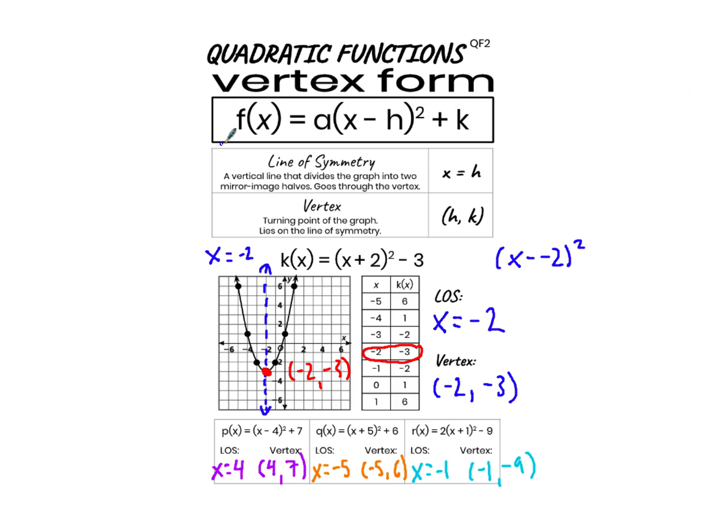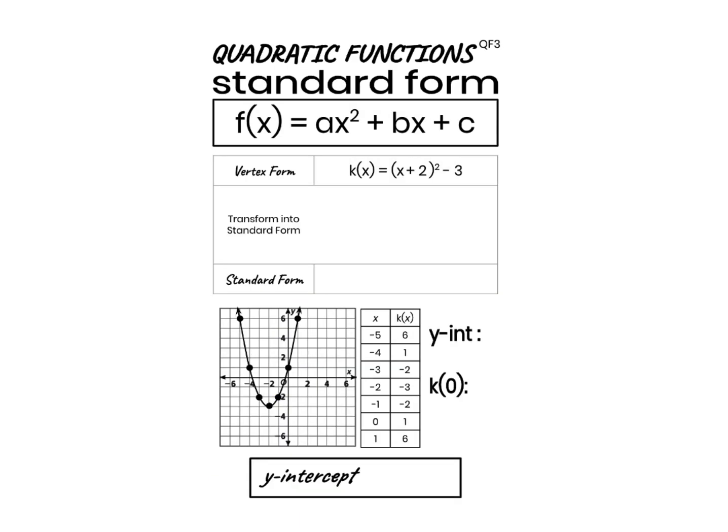Vertex form looks like this, where the vertex is given within the function. And now we're looking at a second form, standard form. Standard form is written as f of x equals a times x squared plus bx plus c. Just like we could transform between various forms in our study of linear functions, we can transform from vertex form into standard form. And to do this, we need to remember how to multiply polynomials.